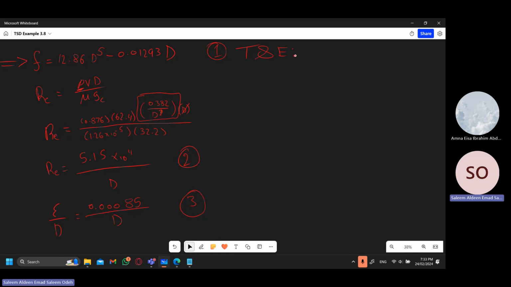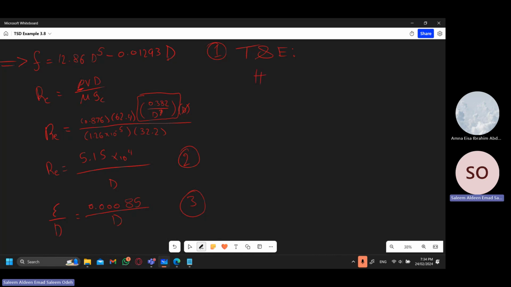I solved this question yesterday, and I was able to find it in 3 trials and errors. I will go through all 3 trials so that you get the idea of it. We will first assume a value for D, calculate the friction factor, and then go on to calculate the Reynolds number with the diameter that we assumed, and also the roughness over diameter ratio.